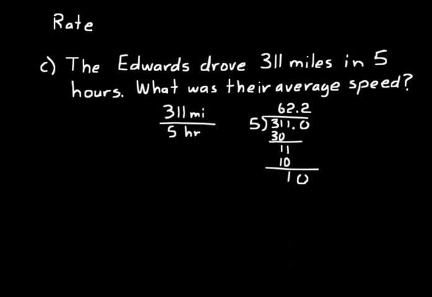Now we need to write our units as well. Miles per hour. That word per, that represents our fraction bar. We had miles in the numerator, hours in the denominator. Just like on our unit price problems, we always had dollars or cents in the numerator, some other unit in the denominator, and we would say dollars per ounce, cents per ounce, or just whatever it was. But that per, that's our fraction bar. That's how we write our fraction bar using a word. 62.2 miles per hour was the Edwards' average speed.